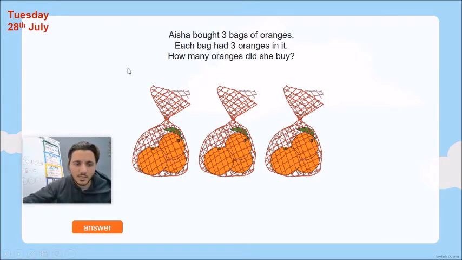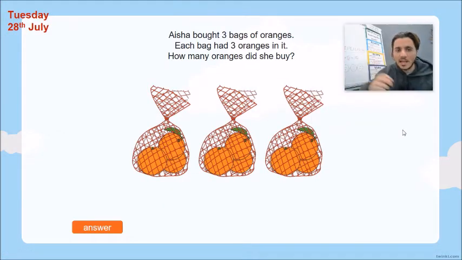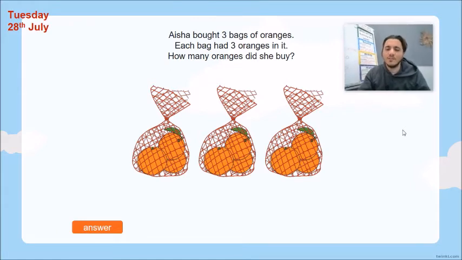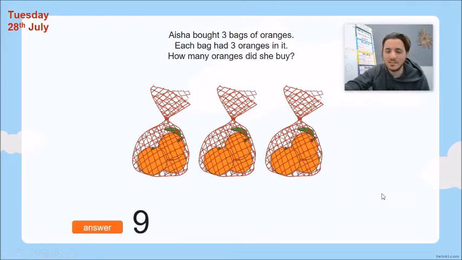All right, let's read out this story. Aisha bought 3 bags of oranges. Each bag had 3 oranges in it. How many oranges did she buy? I want you to see if you can work out the answer. The orange bags are our groups, and then you've got the oranges in there. It's 3 times 3. The answer is 9. Hopefully you got the answer 9.